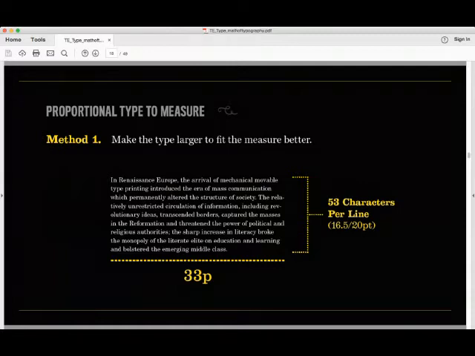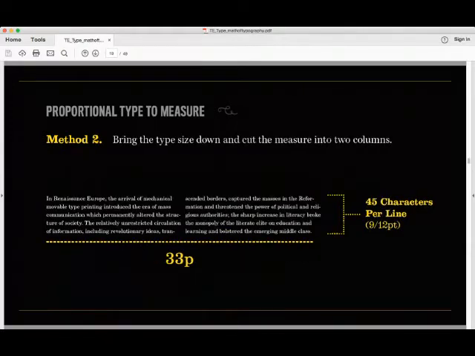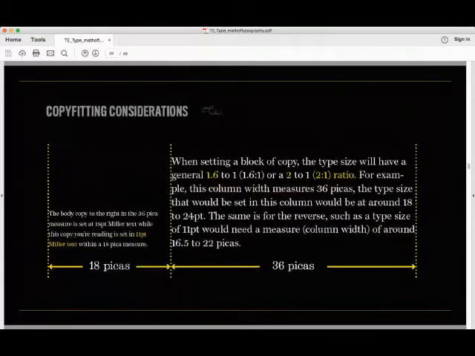But 16.5 is too large for body copy, right? So that number doesn't quite work. Because we have so much content, we want to keep the body copy size down to 9 to 12 points, okay? To accommodate a type size of 10 points, we can either increase the margins to shrink our measure, which would be substantial, or cut the measure in half by creating 2 columns, and that's probably the better way to go here, okay?